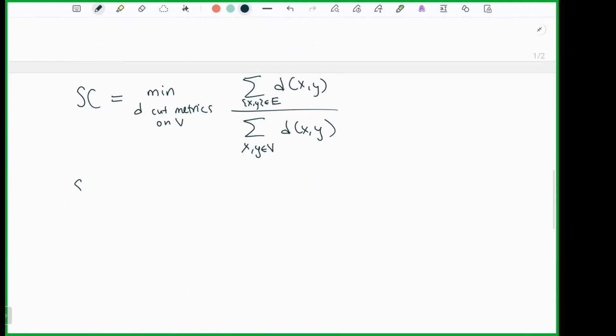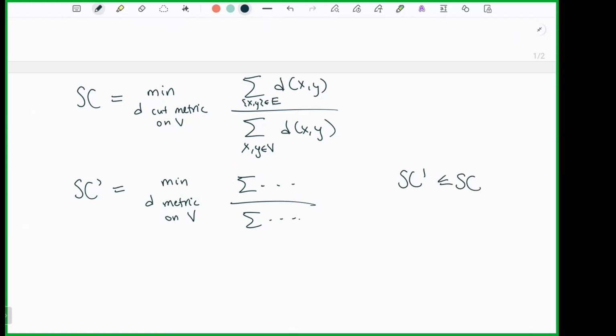The idea is that we're now going to consider a different version of this. Let's call this SC prime, where instead of minimizing over cut metrics, you just minimize over all metrics. Sorry, yes, here we minimize over all metrics, the same quantity. And it's clear by definition, right? We're taking a minimum over more things. So SC prime is less than or equal to SC.